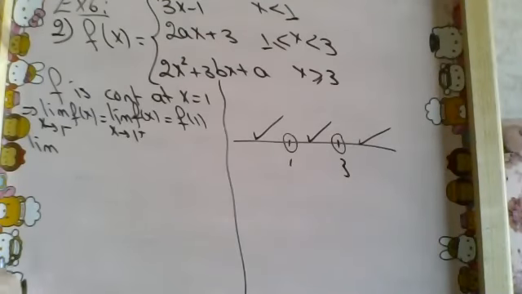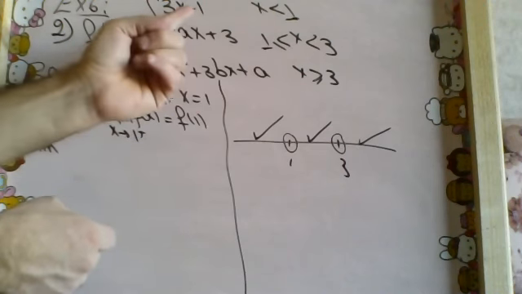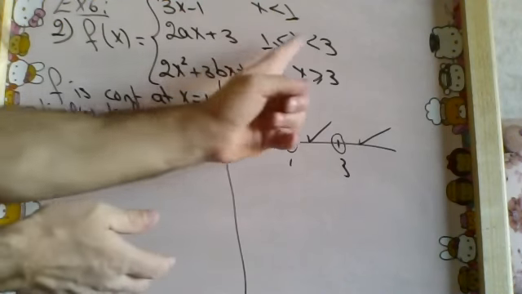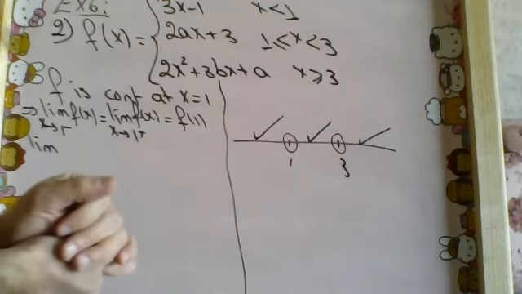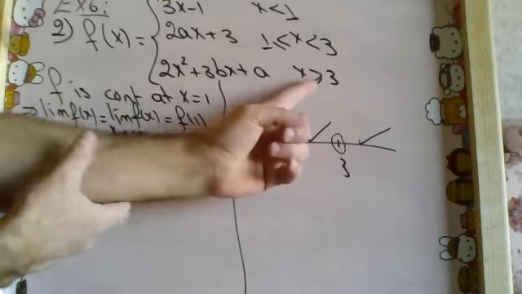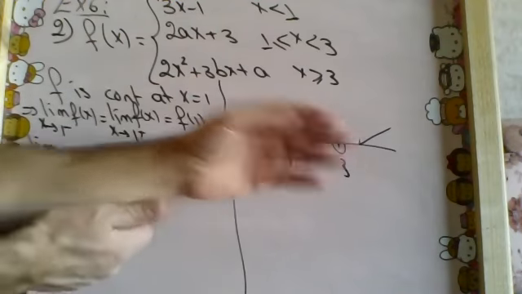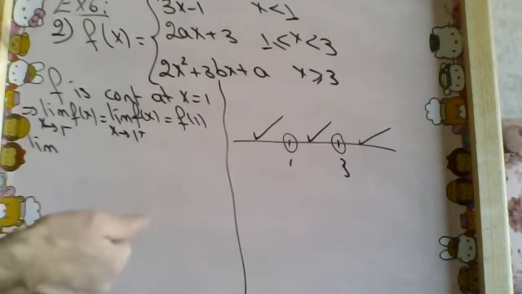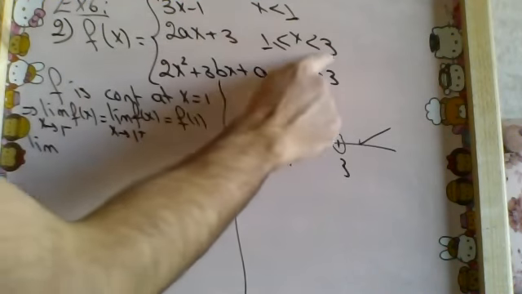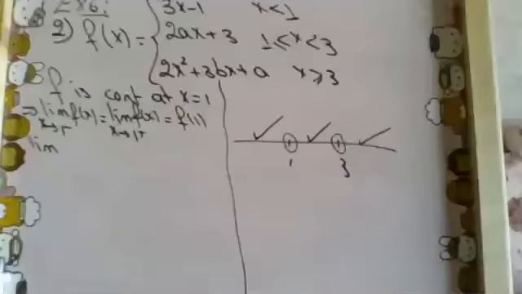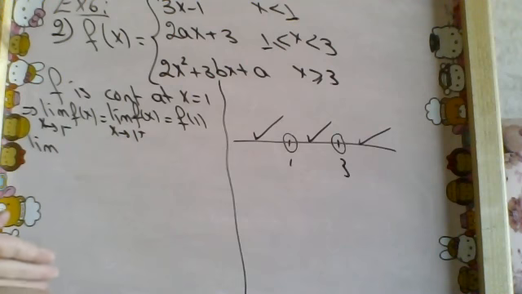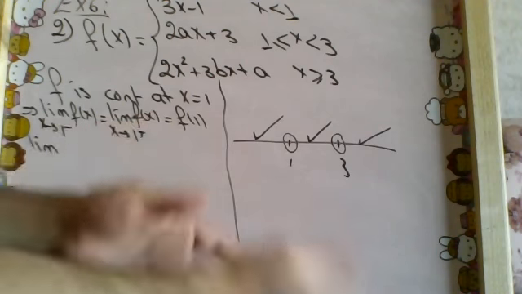I say here: if x is smaller than 1, the function is a polynomial function, so it is continuous. Between 1 and 3, also a polynomial function, so continuous. Greater than 3, it is a polynomial function, also continuous. But we still have to check the continuity at 1 and at 3. Okay, now I work on each one on its own. Continuous at 1, let's see what values I get. Continuous at 3, let's see what I get after that.